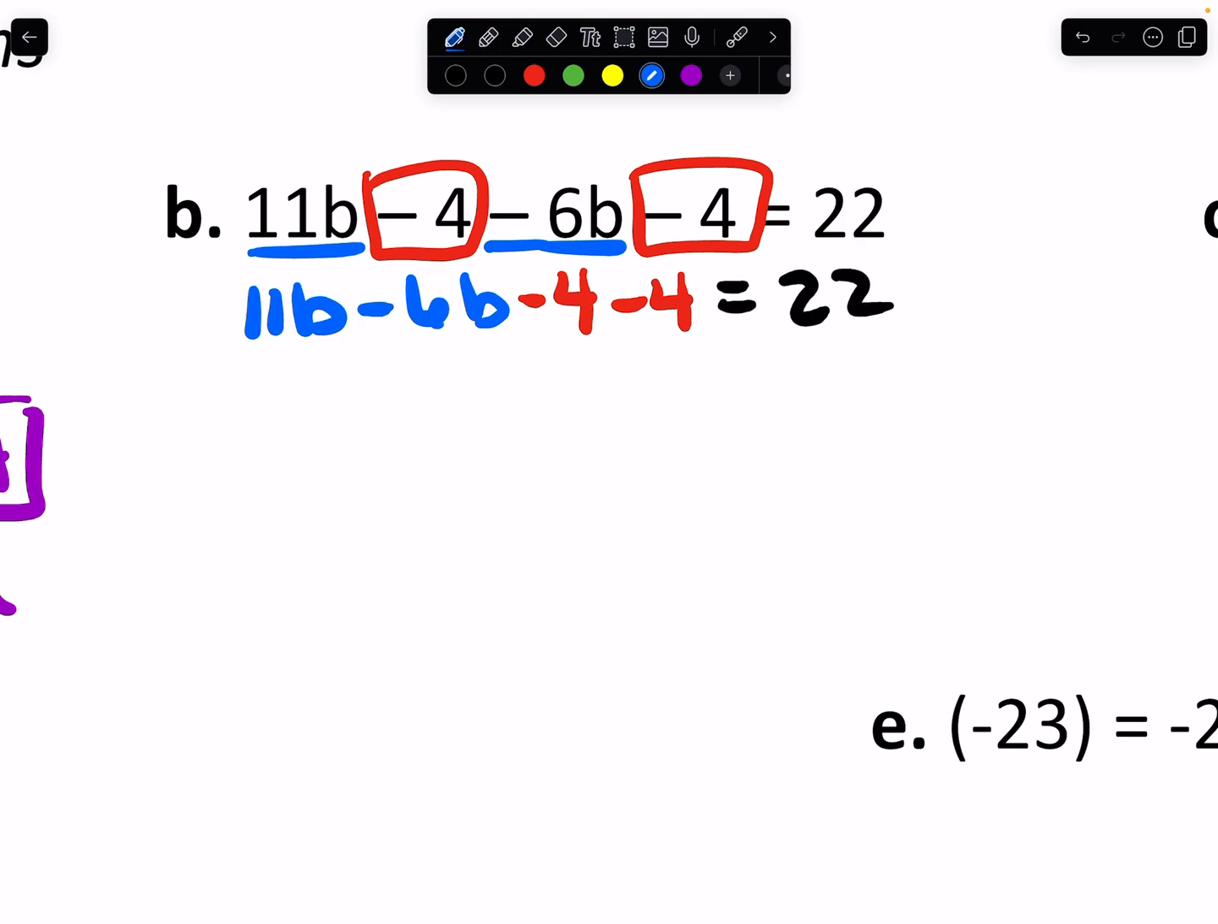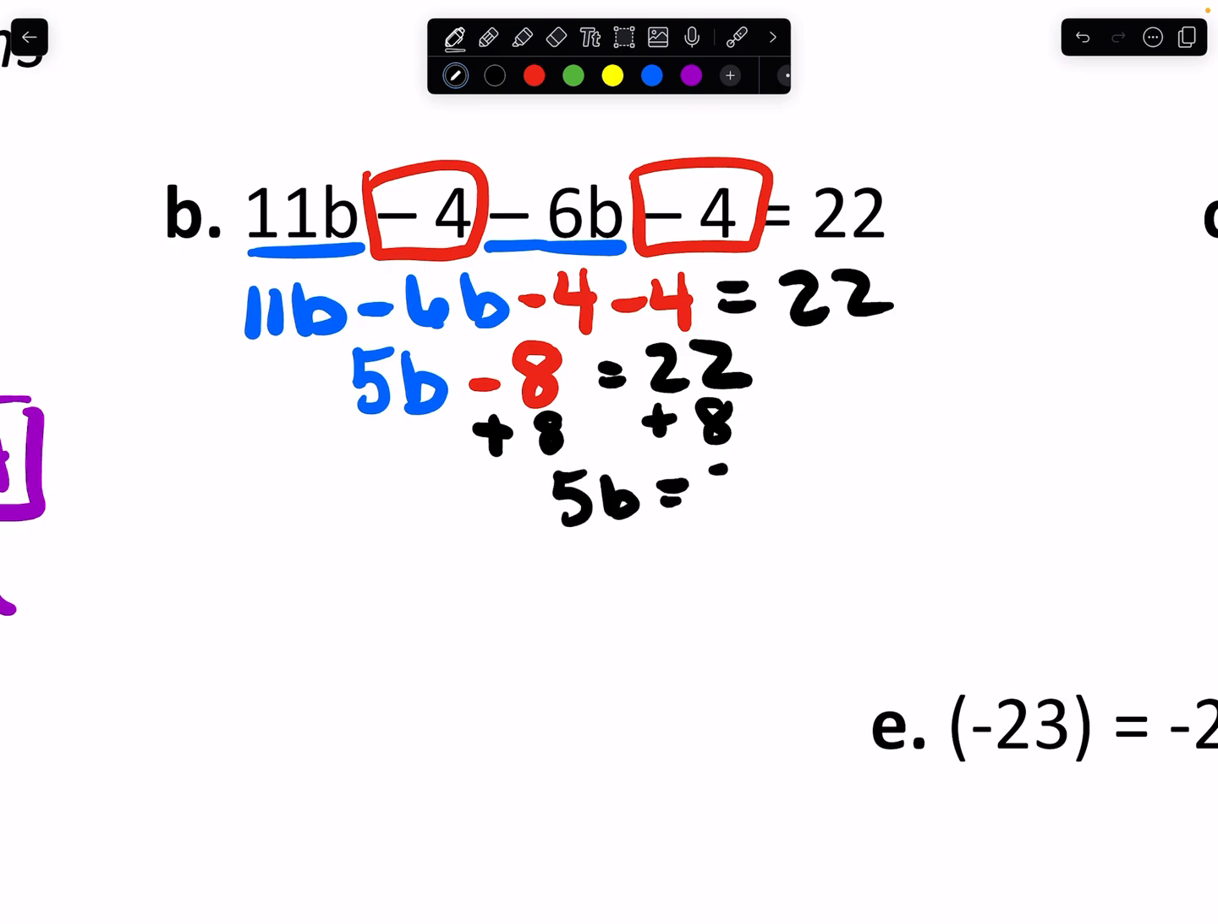Now I combine my like terms. I have 11 b's. I subtract 6 b's, and I have 5 b's left. Minus 4 and minus 4, that is basically adding two negative 4's. So I have negative 8 equals 22. Now I'm going to use my inverse operation of subtraction and do adding. And you get 5b equals 30. The inverse operation, opposite operation, is dividing both sides by 5 to isolate that variable b. b equals 6.